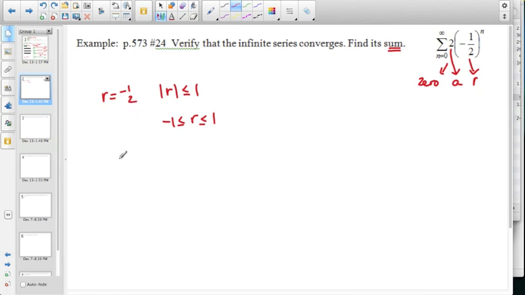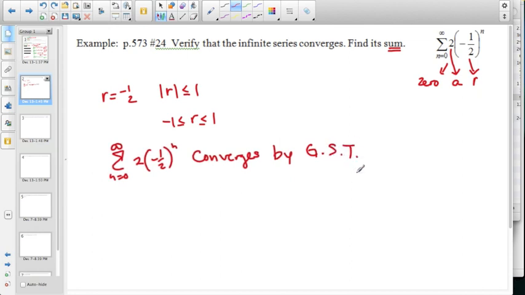So we know that this series, 2 times (-1/2) to the n, converges. And when we make a determination that it converges, we have to state the test: by the geometric series test, and GST is good enough, but we do have to state the test and make sure the criteria is really plainly stated there, that r is -1/2 and it's between those two values. To find its sum, and I've been calling it S sub infinity, but really we can call it S sub n as well.